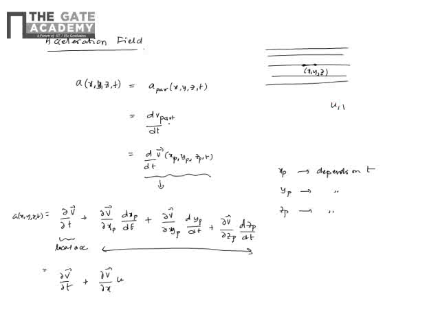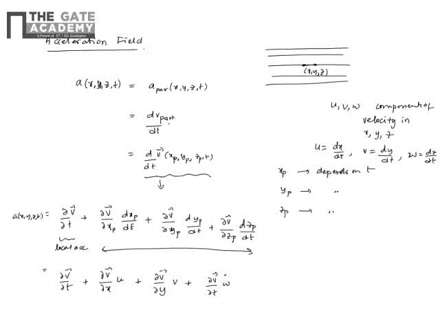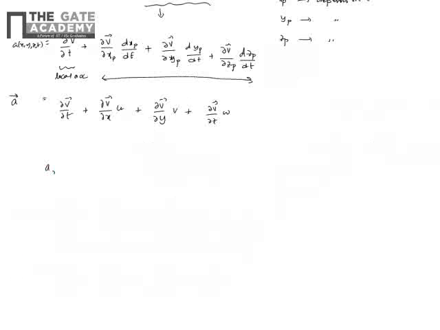If I assume that u, v, w are the components of velocity in x, y, z, then u will be basically dx by dt, v will be dy by dt, and w will be dz by dt. So the next term will be dou v bar by dou y times dy by dt, which is v, plus dou v bar by dou z times dz by dt, which is w. So now this is the general acceleration, and this is a vector equation.